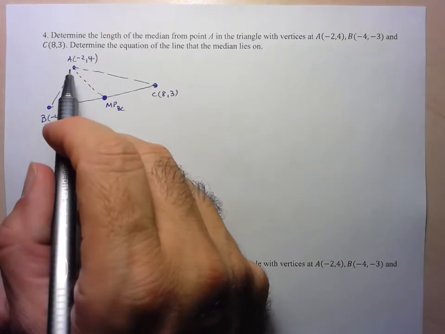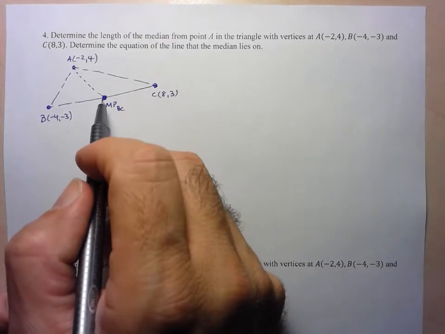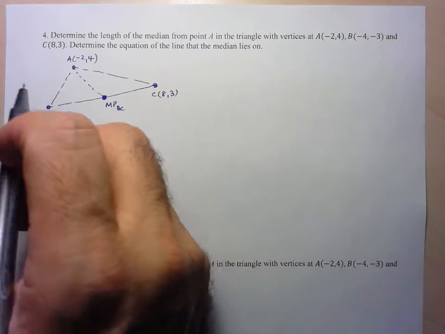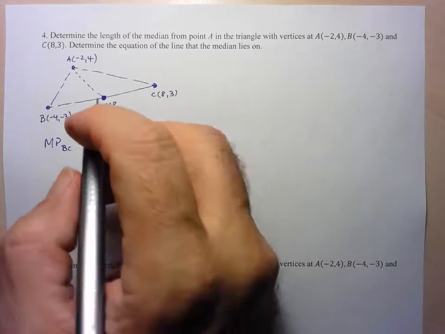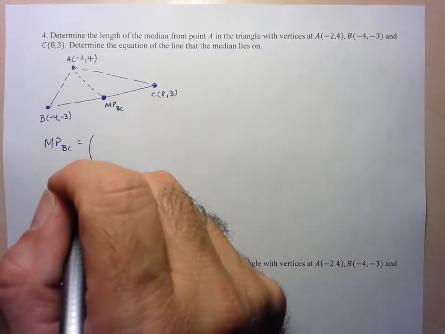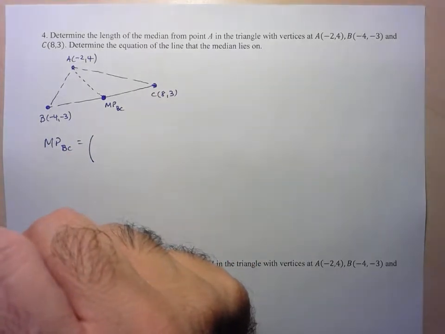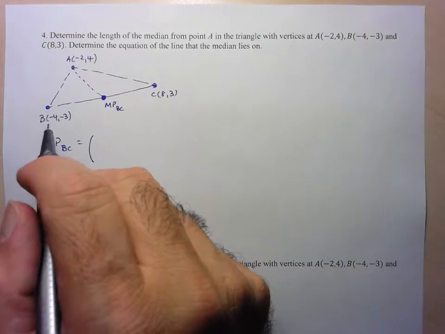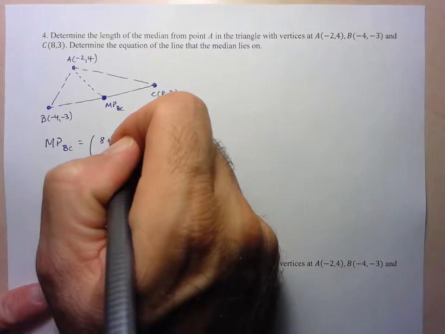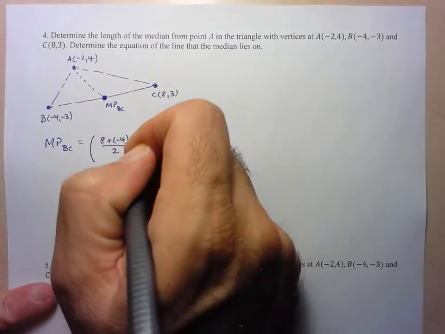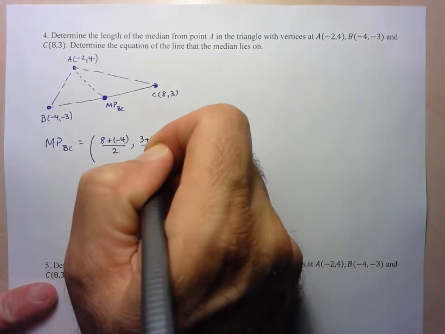In order to determine the distance between 2 points, I need the second point. The second point here is just given by the midpoint of B and C. So we're going to start by finding the midpoint of BC. The midpoint is found by calculating the average of the x values and the average of the y values. Remember, the average is adding and then dividing by 2. So I'm going to take 8 plus -4, add up the x values and divide by 2, and then add the y values, 3 plus -3, and divide that by 2.